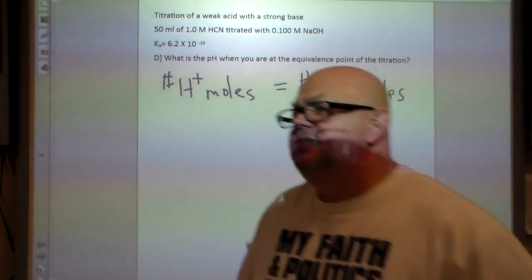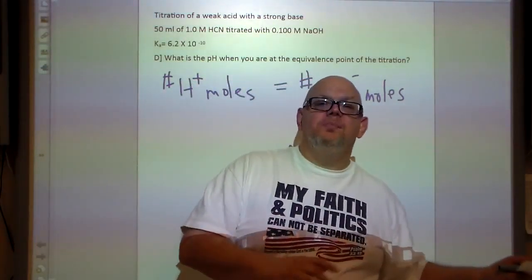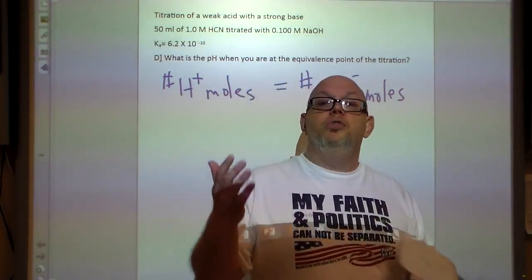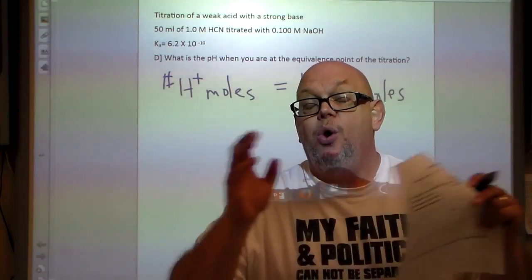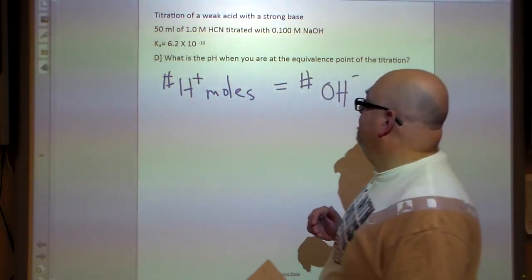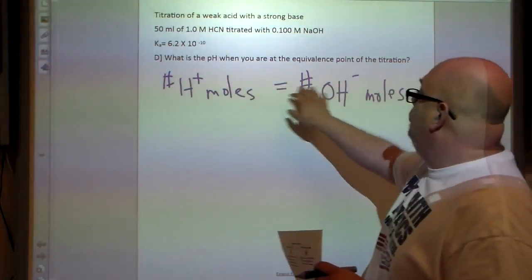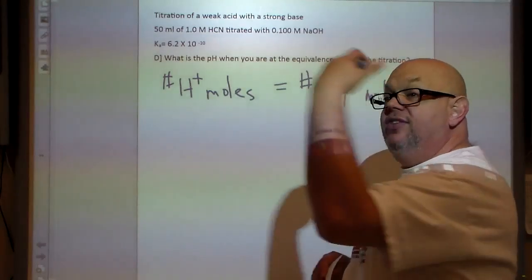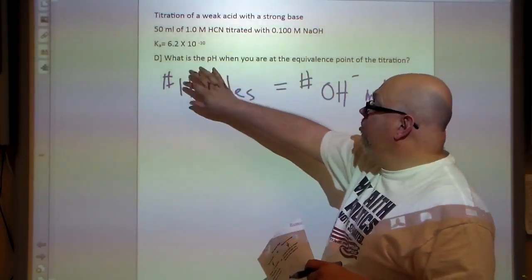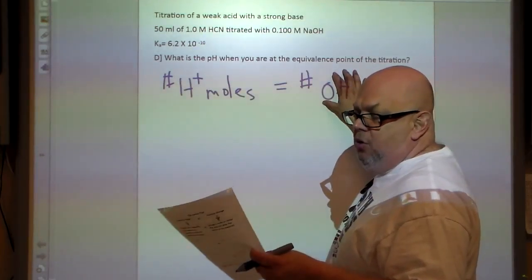But the thing is, ladies and gentlemen, that would be great for a strong acid, strong base combination. But if we're working with a weak acid, strong base, or weak base, strong acid, that doesn't work out that way. Okay, so that's our equivalence point of the titration. So this is where we did the halfway. We looked at the number of hydrogen moles equals half the number of OH moles.